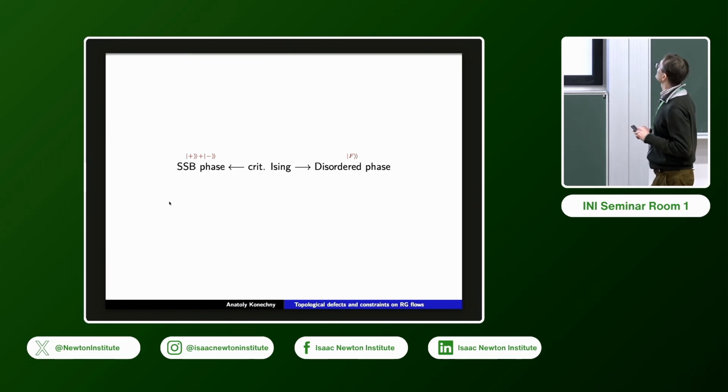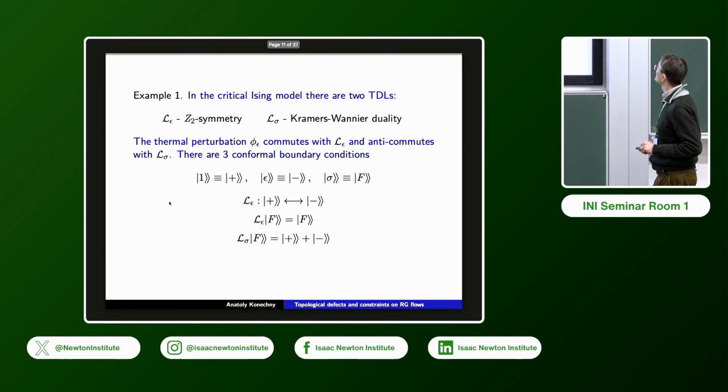And you also see it, as I showed before, if you act by Kramers-Vanier on free, then you get plus minus. So that basically guarantees that it can be attached.